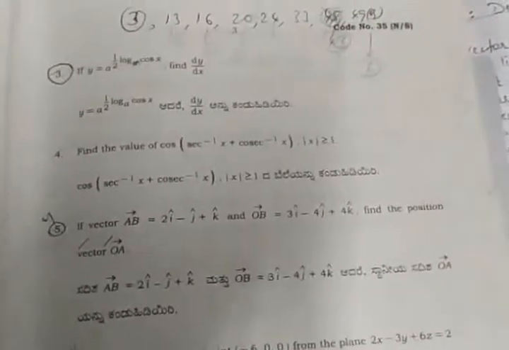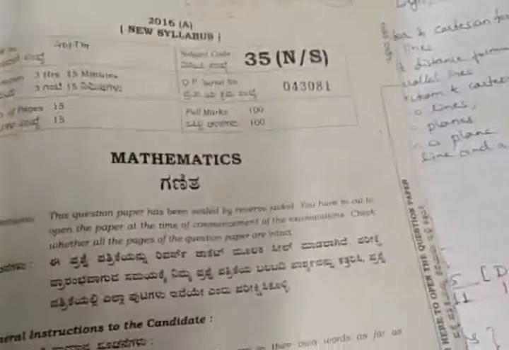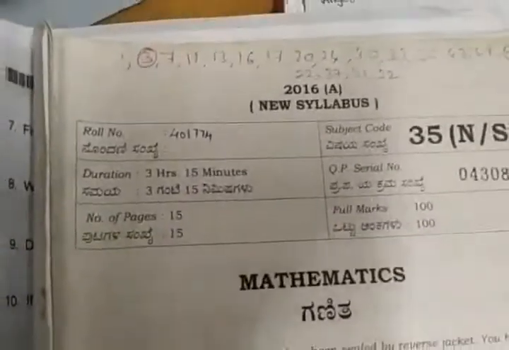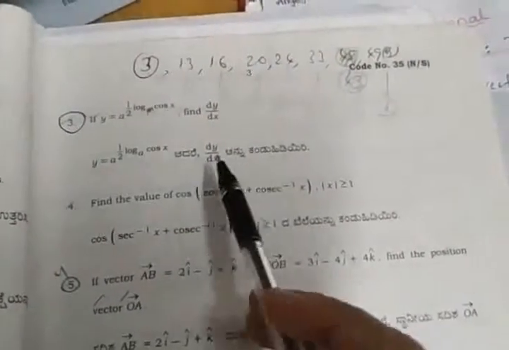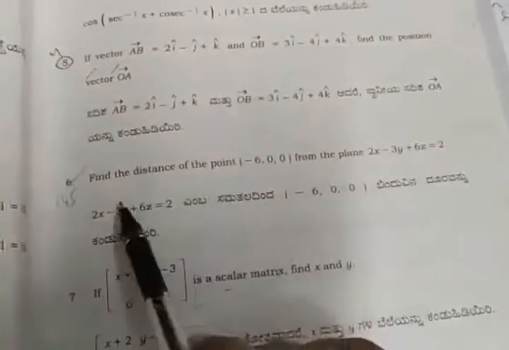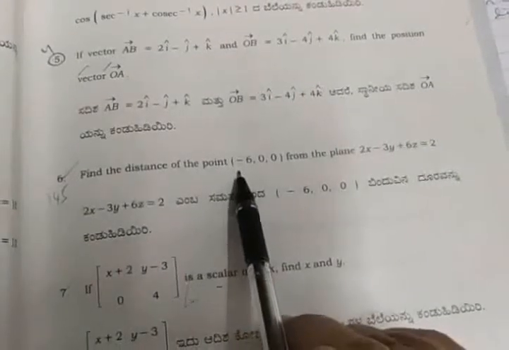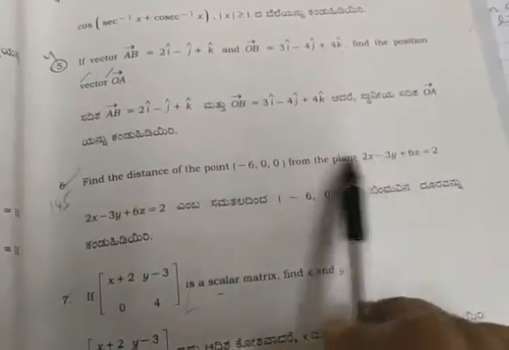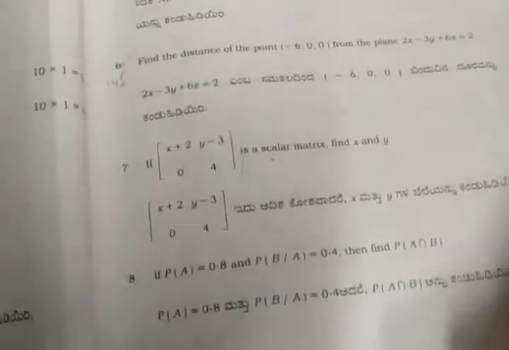Okay. So next let me move on to the next question paper. And in the next paper I find 1 mark questions are here. Okay, this is which year? This is the 2016 paper. Okay, so here in the 1 mark slot, we have a vector question. Here we have find the distance of the point from the plane. It is a 1 mark question, see.